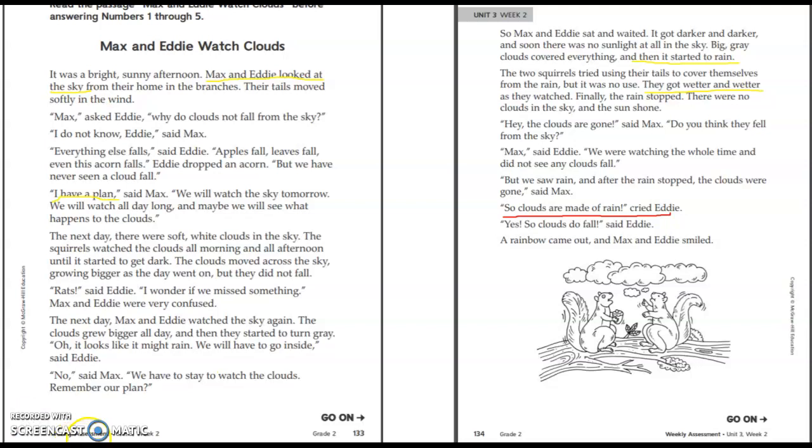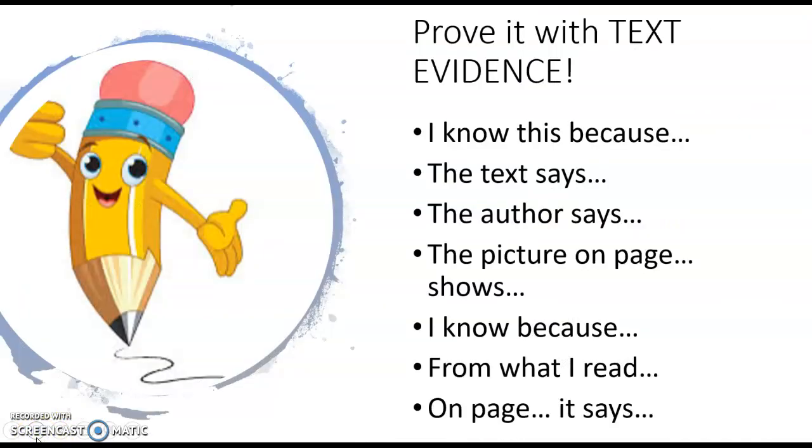But before we do that, I want to talk about what text evidence is. So text evidence is actual text from the story that supports your answer. So you're actually going to be taking something right from the story or right from the text and putting it into your writing. And there's some sentence frames that help you do that. You might say, I know this because.